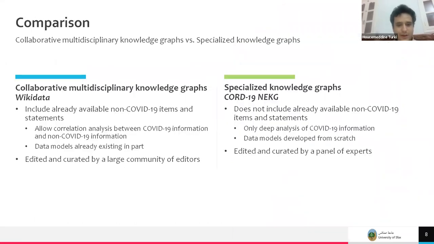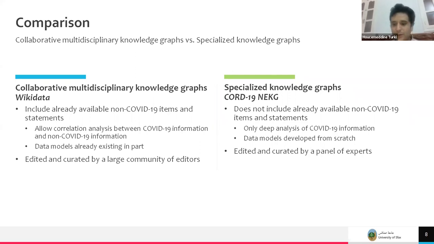Okay, what's the difference between the collaborative and multidisciplinary knowledge graph I'm proposing, which can be added to, modified and curated by everybody, who just has to take an account and modify things, and the specialized knowledge graph, like the CORD-19 NEKJ? The difference is that the collaborative multidisciplinary knowledge graph includes other information that is not related at all to COVID-19, because it involved information even before the pandemic. And so it can allow correlation analysis between COVID-19 information and non-COVID-19 information, for example, the number of new cases versus the population, the number of deaths versus the population density, et cetera.